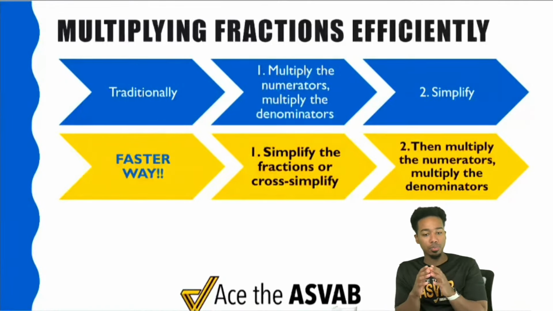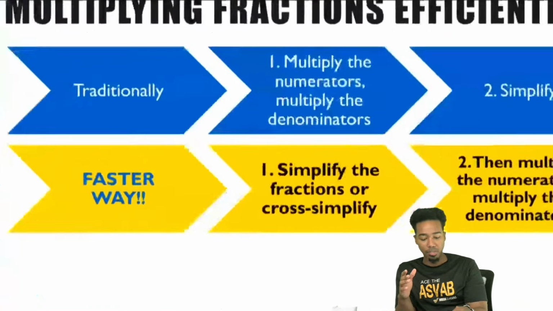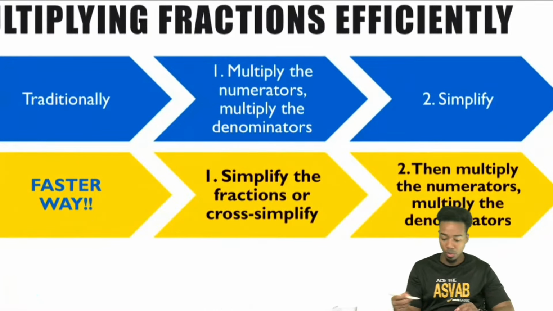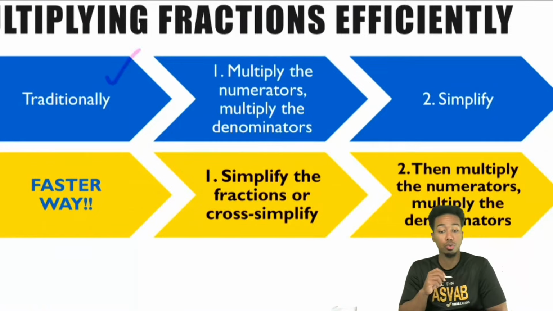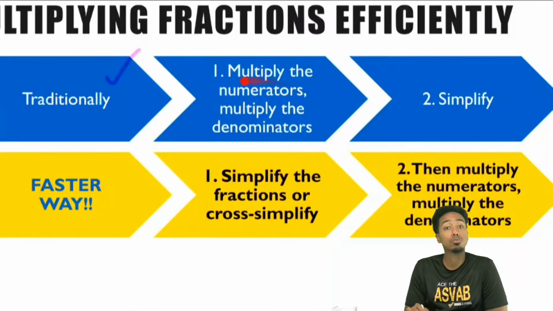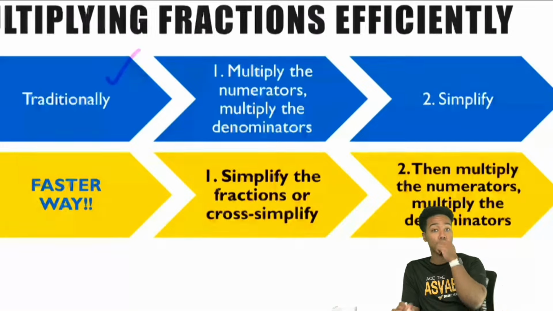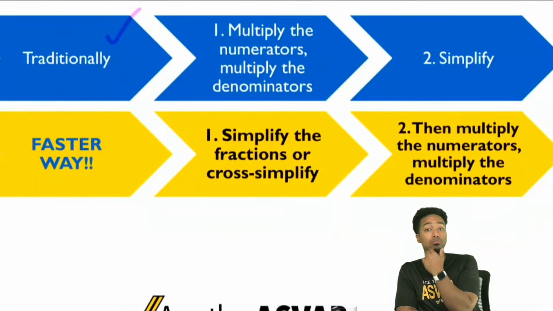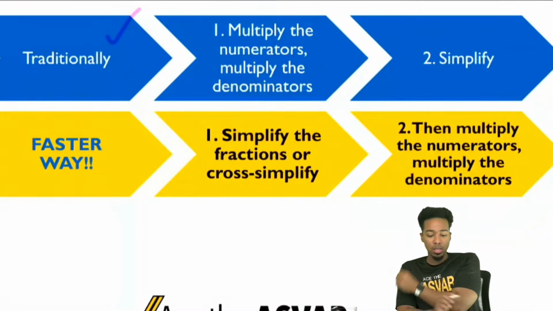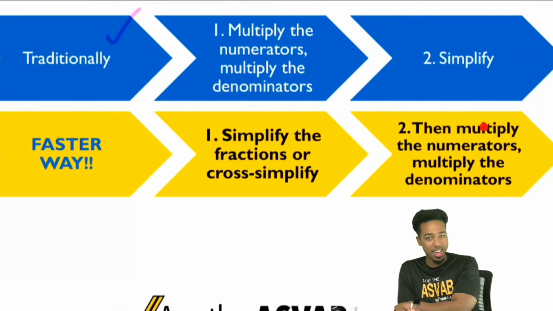So let's explain the traditional way of multiplying fractions again. The traditional way was, hey, let's go ahead, multiply the numerators, multiply the denominators, then we simplify. Everybody, there's a much, much faster way, and that's going to be simplify first, then multiply. So same steps, but simplify first and then multiply is actually so much easier.